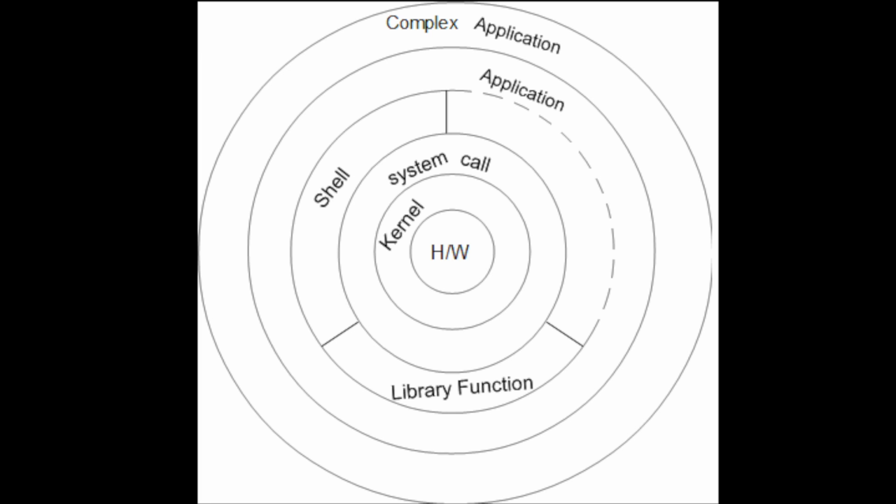The third portion I have shown here by a dotted line. In the case of the shell and language libraries, the line is solid. So there is an exact separation to have communication with the kernel. But the third portion indicates that there is a direct communication.